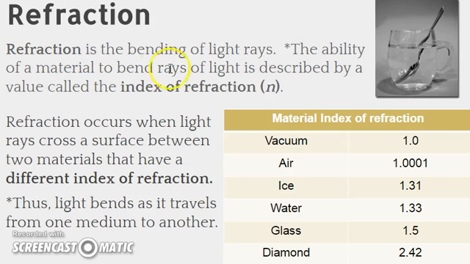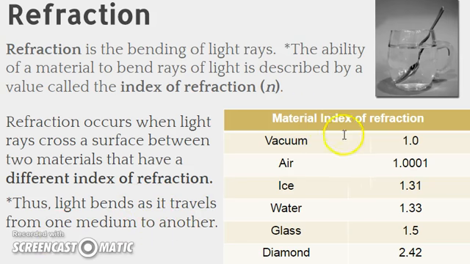The ability of a material to bend rays of light is described by a value called the index of refraction, n. Refraction occurs when light rays cross a surface between two materials that have a different index of refraction. Thus the light bends as it travels from one medium to another.